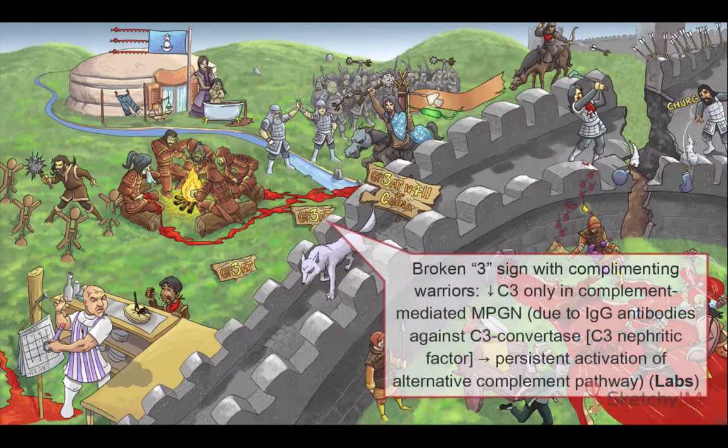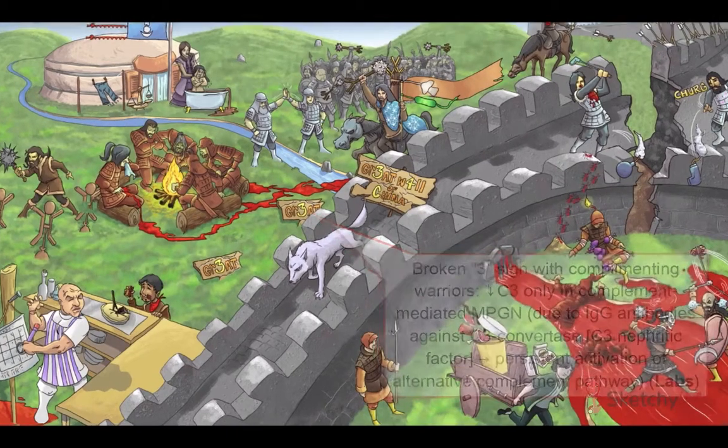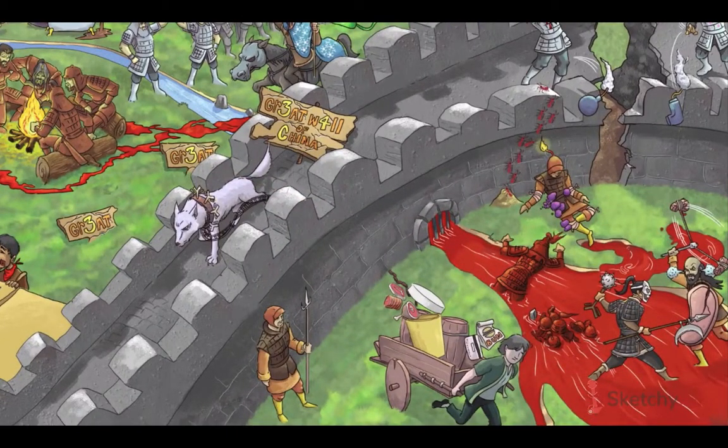We also placed a broken C3 chunk of sign next to those two Mongol warriors throwing up a complimentary high five in front of the proliferating army. Our symbol for complement-mediated membranoproliferative glomerulonephritis. In this form of MPGN, IgG antibodies are directed against C3 convertase, which leads to overactivation of the alternative complement pathway. That means low C3 and typically normal C4.